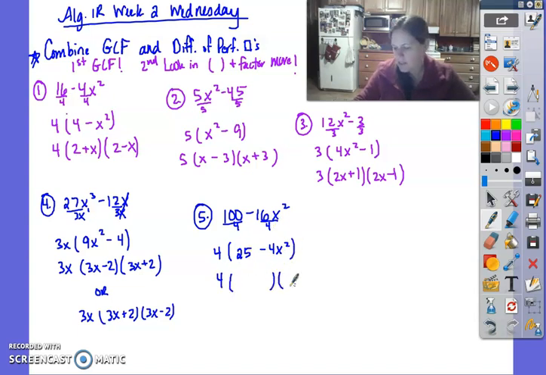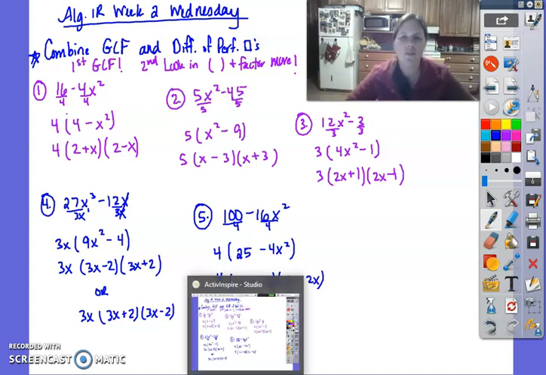Two terms attached by subtraction. Both able to be square rooted. Square root of 25. Square root of 4x squared. Don't lose that x. And then opposite signs in the middle.